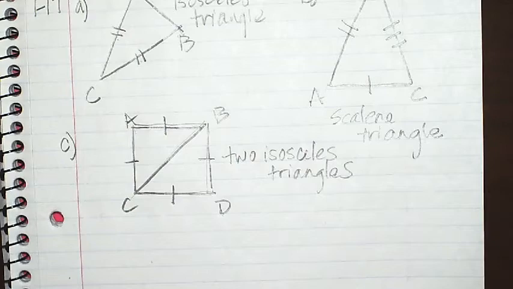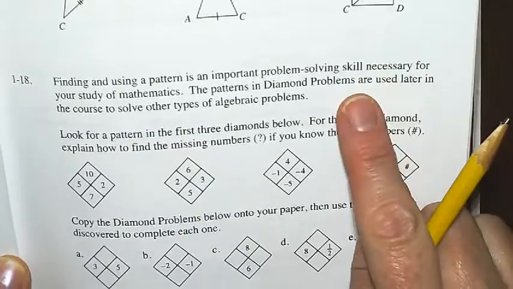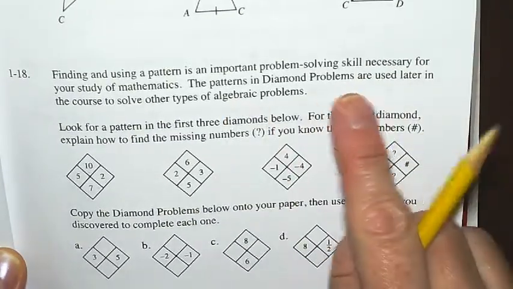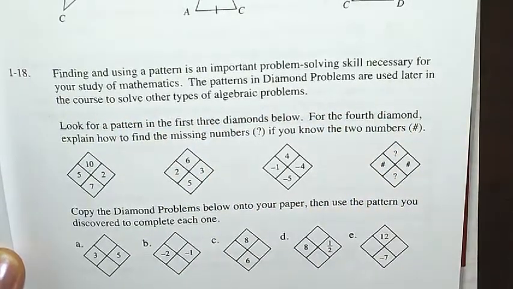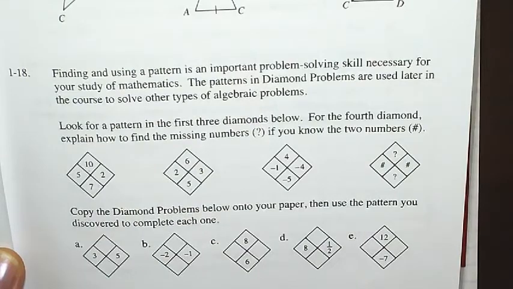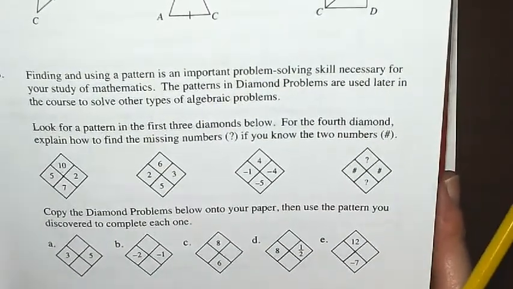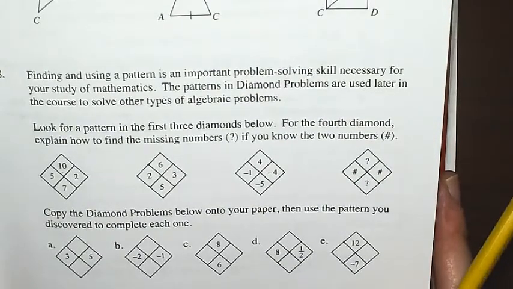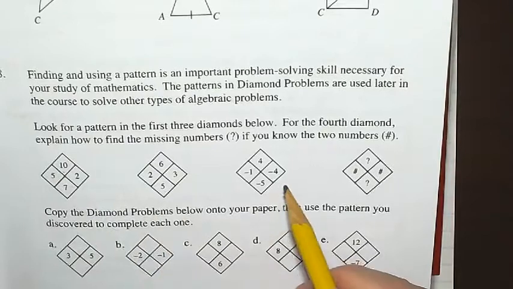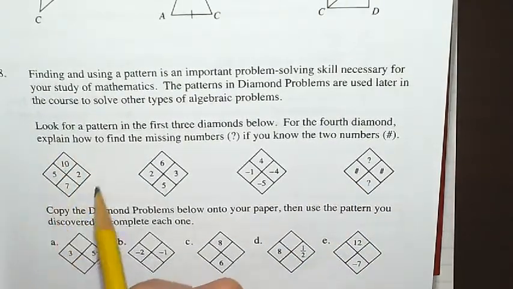Okay, part 118 says finding and using a pattern is an important problem-solving skill necessary for your study of mathematics. The patterns and diamond problems are used later in the course to solve other types of algebraic problems. So we're going to look for a pattern in the first three diamonds below. For the fourth diamond, explain how to find the missing numbers if you know the two given numbers. Okay, so let's look at this diamond here.